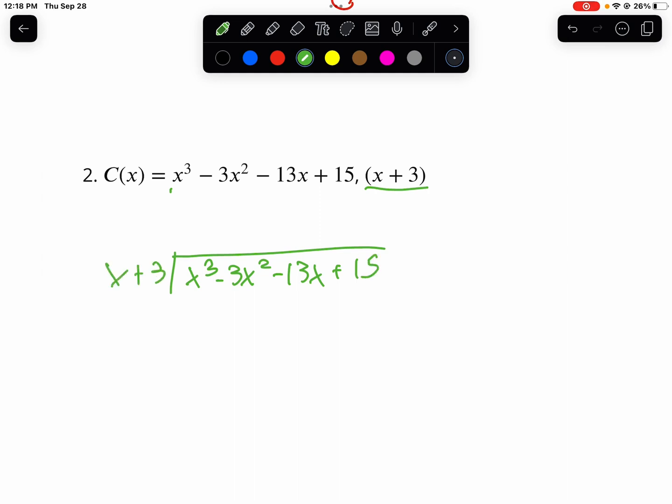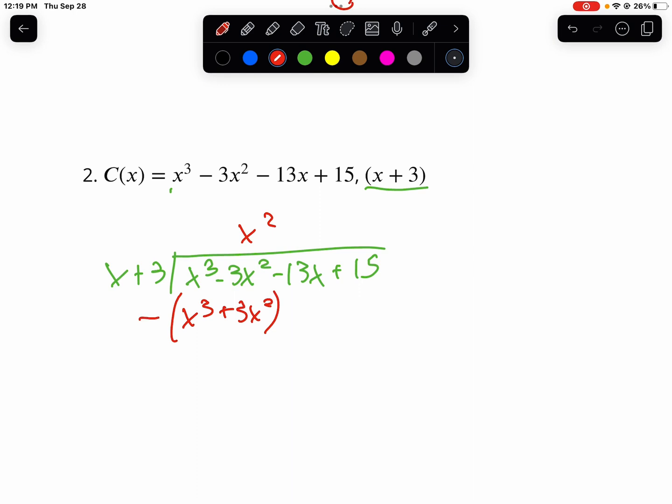What we need to do is try to cancel out the first term. So we have to multiply x by something to get rid of x cubed. What are we going to multiply it by? We're going to multiply by x squared. So we get x cubed plus 3x squared. We multiply it by each of these two terms here, and that's going to give us x cubed plus 3x squared. But the thing is, we need to subtract this.